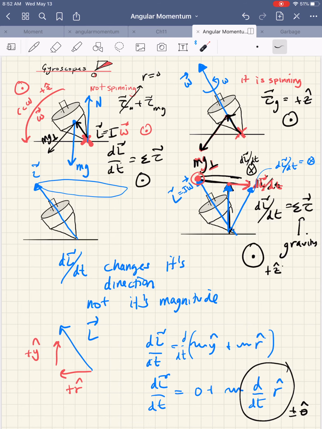So gyroscopes are pretty cool in the fact that when they're not spinning like this, the torque due to gravity will just cause it to rotate, creating an angular momentum out of the board, or more importantly, a change in angular momentum out of the board, because it starts at 0 and ends up at some L. It just causes a rotation like this, but when it's already spinning, all that happens is it changes the direction of the angular momentum and allows it to precess around.